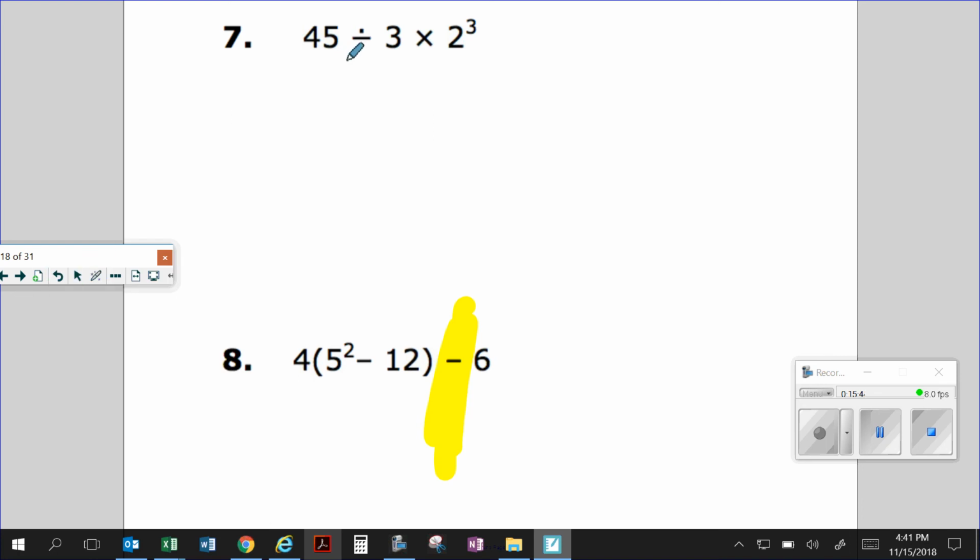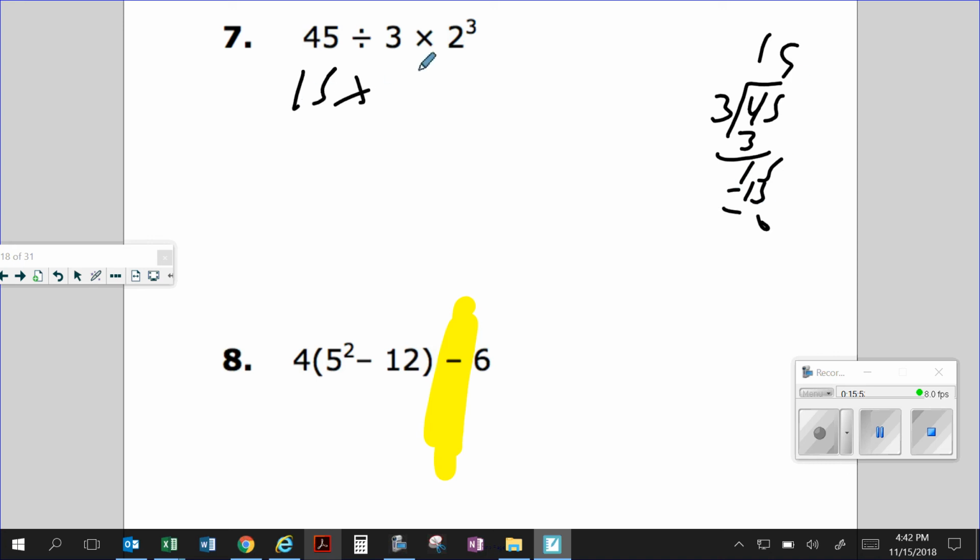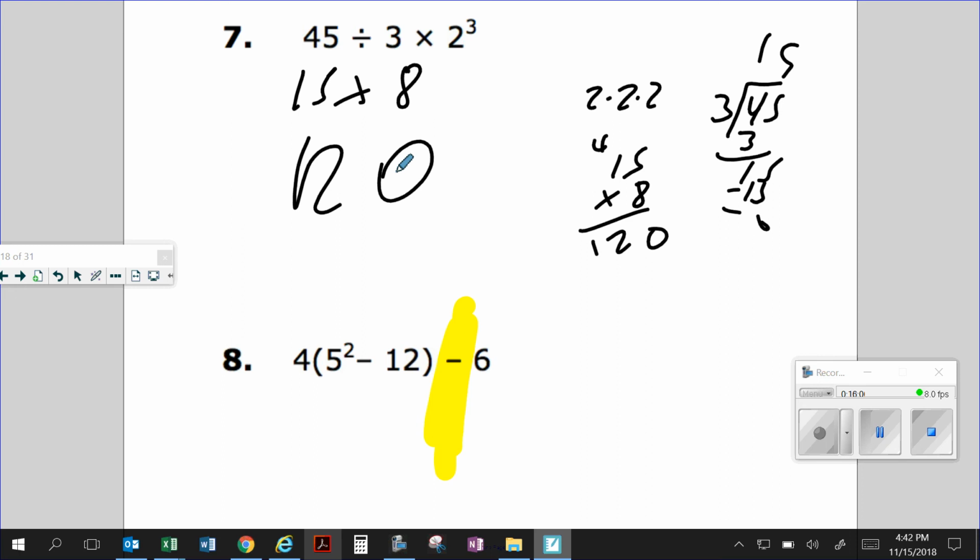So 45 divided into 3 groups is 15 times, and what is 2 cubed? That's 2. The factor is 2, repeats 3 times. 2 times 2 is 4 times 2 is 8. And what's 15 times 8? 15 times 8 is, 8 times 1 is 8 plus 4 is 12, so 120. That's 120, by the way.